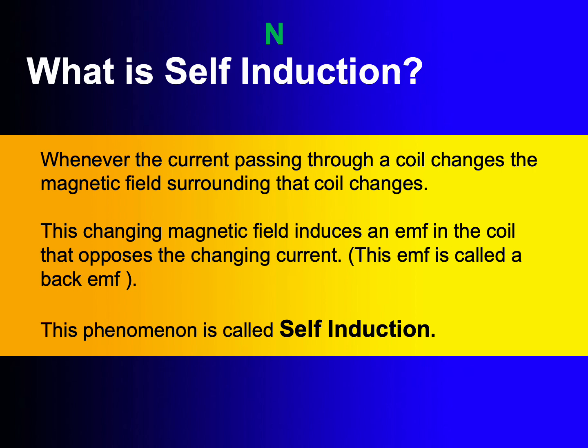So it opposes that increasing current. So the changing magnetic field induces an EMF in the coil and opposes the changing current. And this EMF we call, it's a new special term called back EMF. Back EMF. And this is what we call self-induction. So the back EMF is like a pushback or an opposition resisting against it.